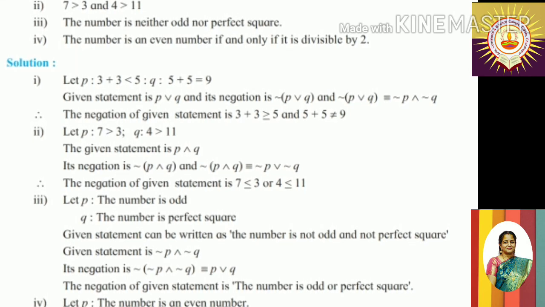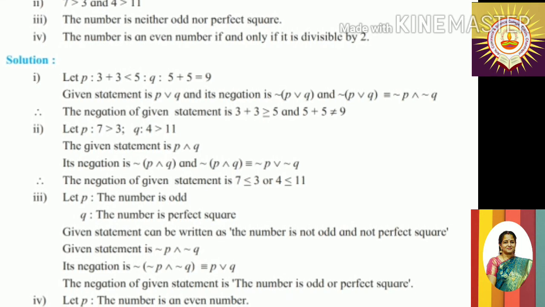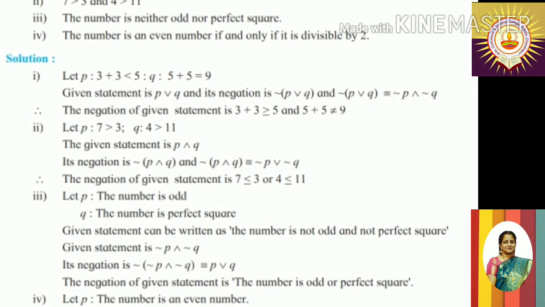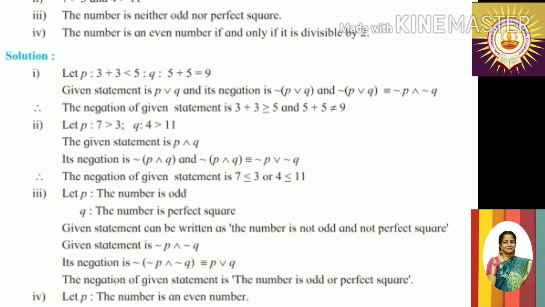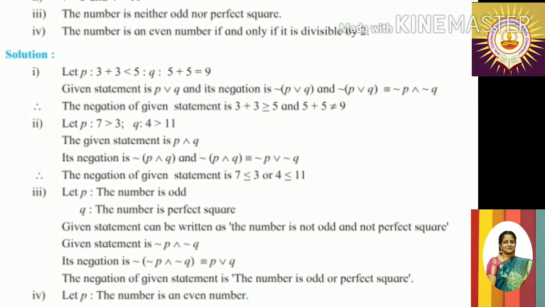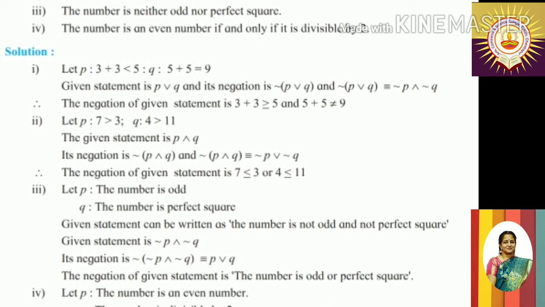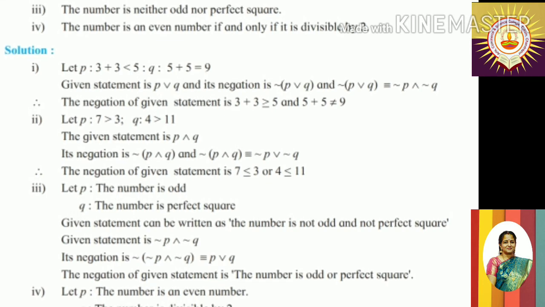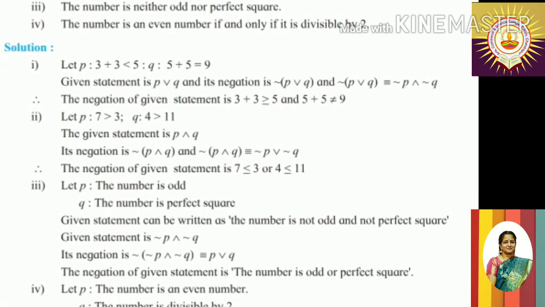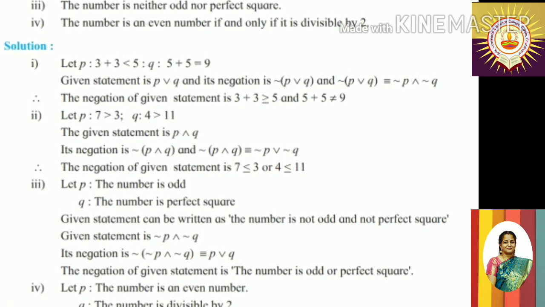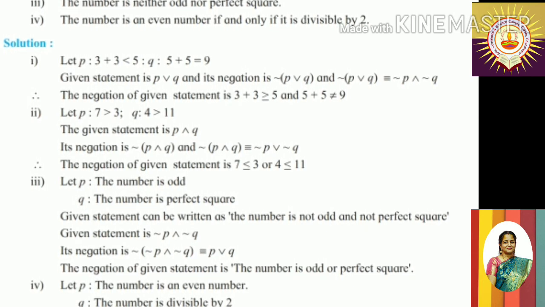You have to write the symbolic form and then convert the statement P, Q or whatever may be there to its negation, and the symbols of connective, disjunction and negation to vice versa. So the negation of the given statement is 3 plus 3 greater than or equal to 5 and 5 plus 5 is not equal to 9. It can also be written in wording form.